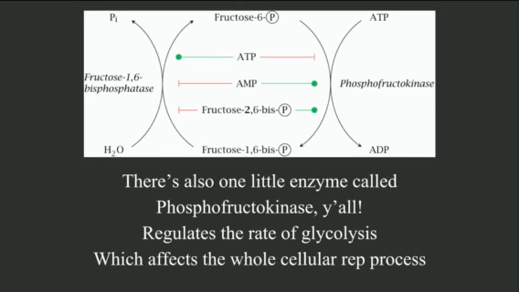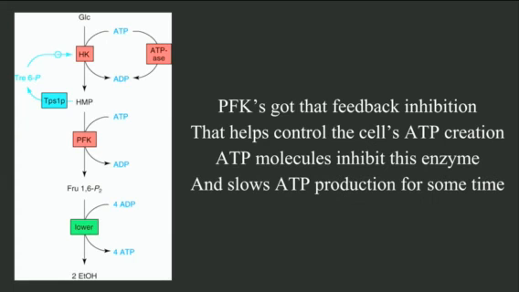There's also one little enzyme called phosphofructokinase. Y'all, it regulates the rate of glycolysis, which affects the whole cellular rep process. PFK's got that feedback inhibition that helps control the cell's ATP creation. ATP molecules inhibit this enzyme and slow ATP production for some time.